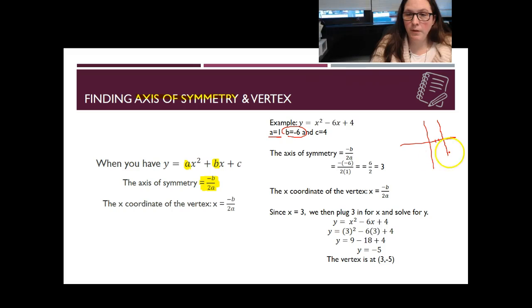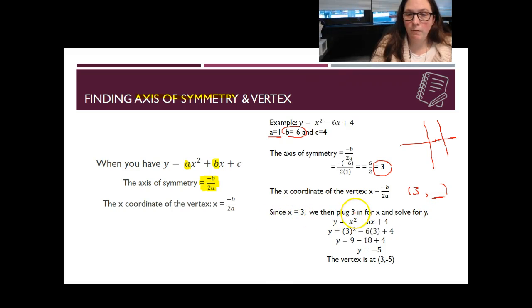To find this vertex point, I have to figure out where my parabola is sitting here. Where's its vertex? In order to do that, I use the x-coordinate of the vertex again. That's the negative b over 2a, which was 3 right here. So I know when I'm looking for my vertex point that the x value of it is 3. I then need to go in and solve for the y value.